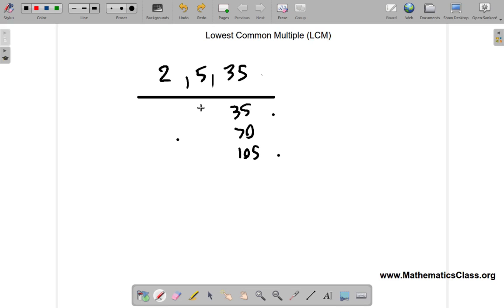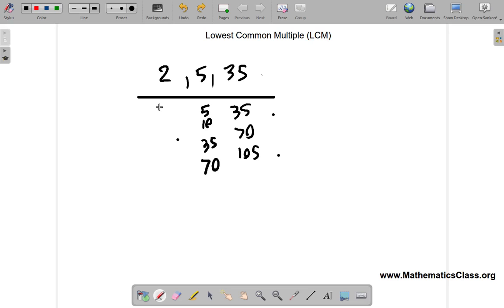What are some multiples of 5? We have 5 itself, 10. Let's go up until we see something common with the 35. We have 15, 20, 25, 30, 35. We have 35. Alright. 40, 45, 50. The next one that we will find common between 5 and 35 is 70, and so on. Alright, it would be 70.